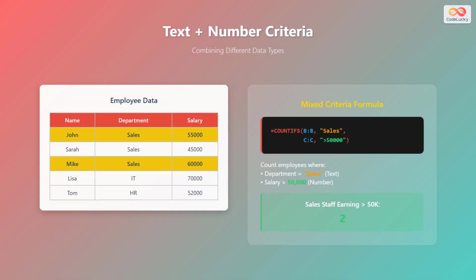Here's how to use COUNTIFS with different data types. Consider an employee data table with name, department, and salary columns. The formula is =COUNTIFS(B:B, "sales", C:C, ">50,000"). This formula counts employees where the department is sales, which is text, and the salary is greater than 50,000, which is a number. In this example, there are 2 sales staff earning more than 50,000.